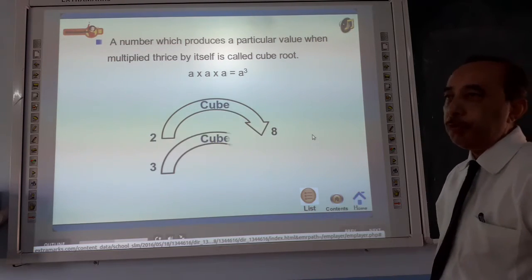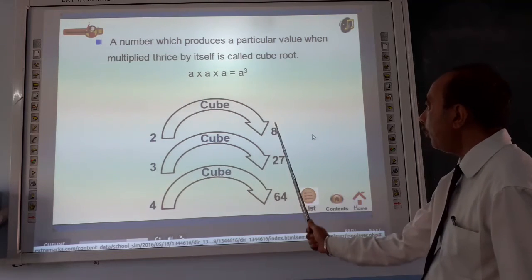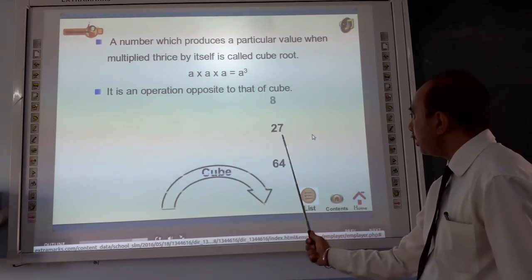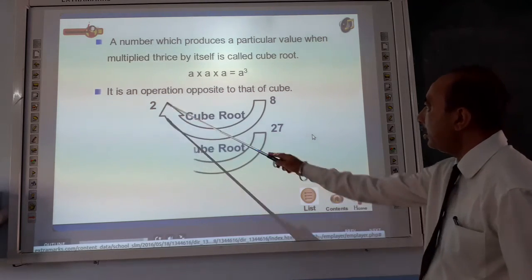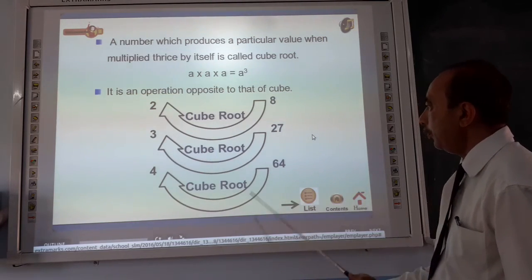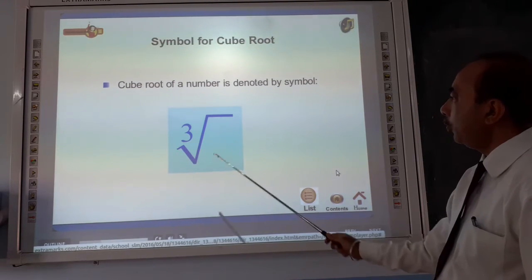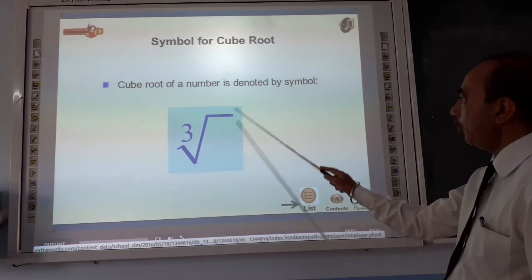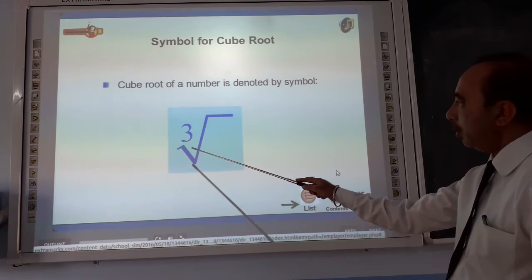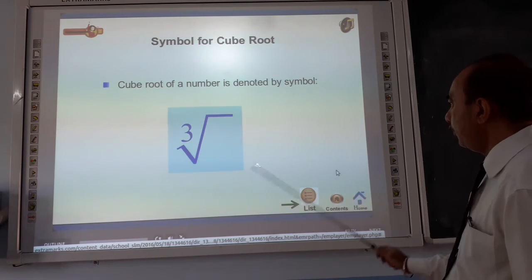A is the cube root of a cube. 2 is the cube root of 8. 8 is the cube of 2, like this. These are cubes and these are cube roots, shown by arrow here. A cube root is also shown by putting this sign. This is a symbol for cube root. A small 3 is written with the square root sign. So this is known as cube root.